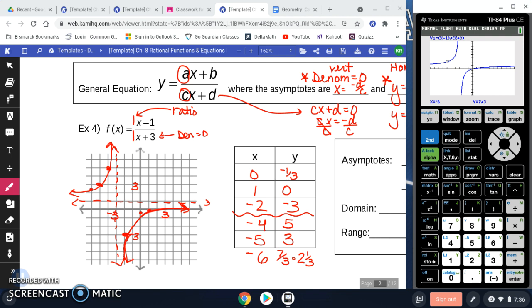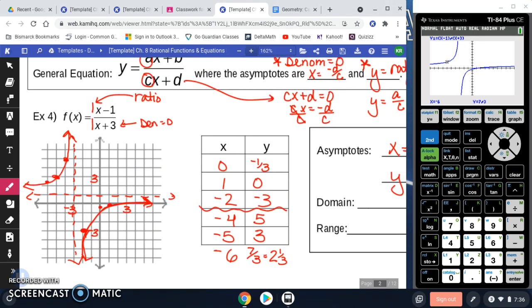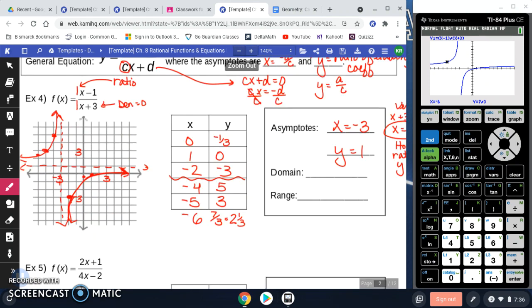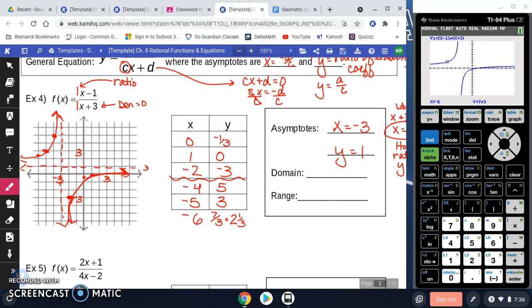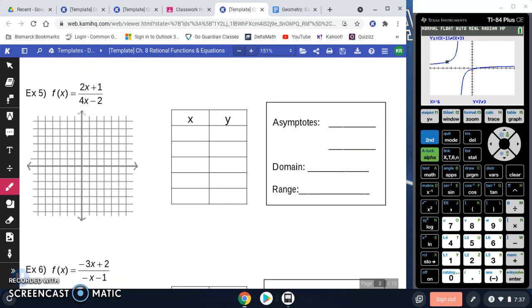All right, let's talk about domain and range. So domain, remember that domain is going to be based on your vertical asymptote. So my vertical asymptote's at negative 3. So my domain is real numbers not equal to negative 3. Okay, range similarly, it's going to be real numbers not equal to 1. Okay, let's go through and do another one.